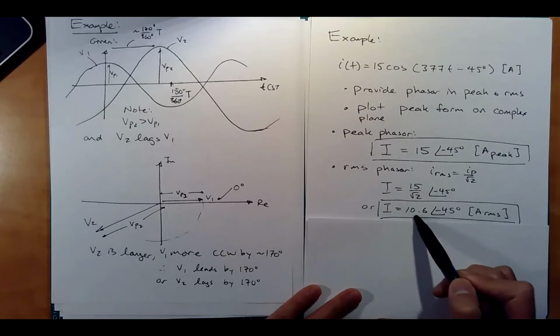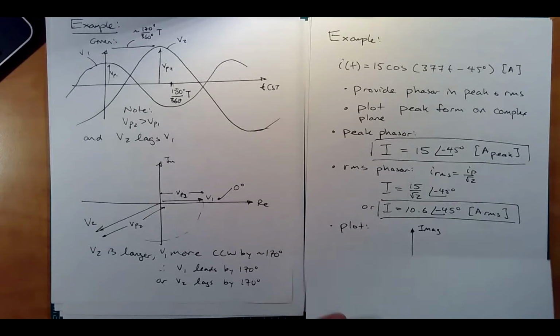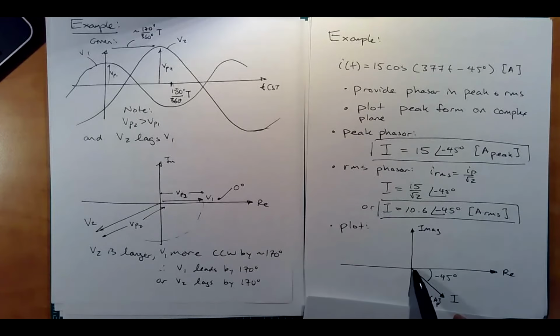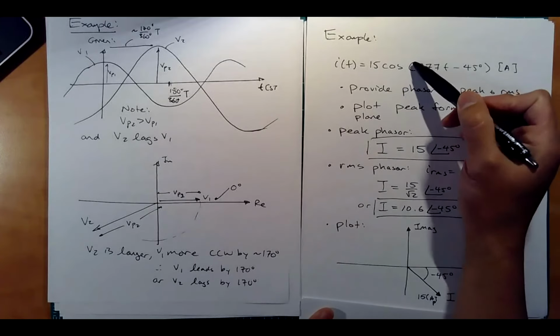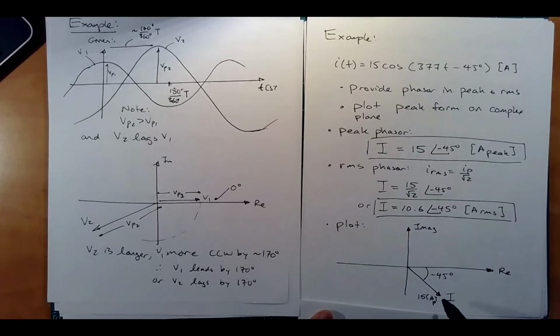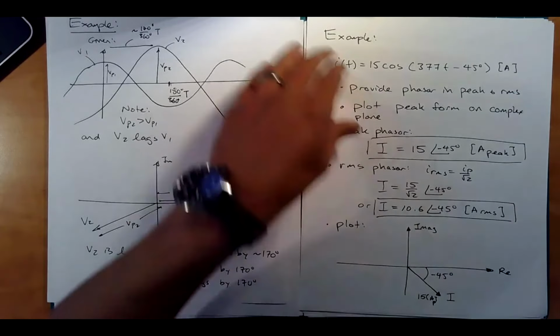15 over root 2 is 10.6, and that makes sense. 10.6 is smaller than 15, right? And if we were to plot this, it would plot like this. This sinusoidal signal right here would be represented as a phasor pointing down by 45 degrees with an amplitude of 15. We put amps peak just to denote we're using the peak version. Good.